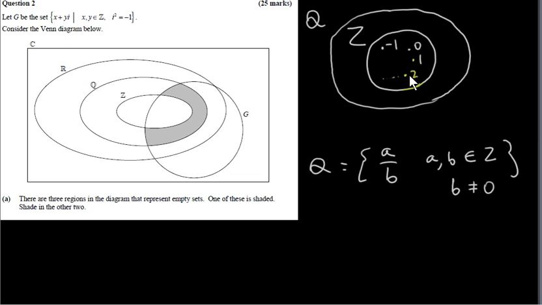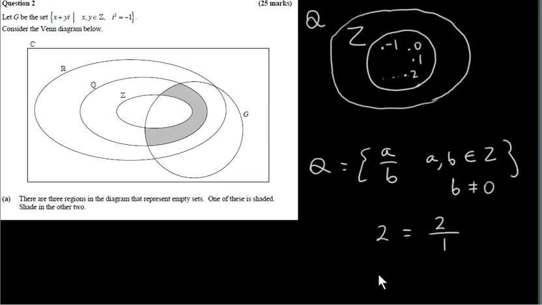Why is it a subset? Well, any integer can be written as a ratio of integers. For example, the integer 2 can be written as the ratio 2 over 1. So 2 is not only an integer, it is also a rational number. So 2 not only belongs inside the set Z, it belongs inside the set Q. So you can see that any element in Z is also an element of Q.